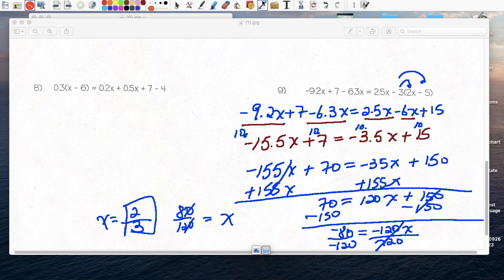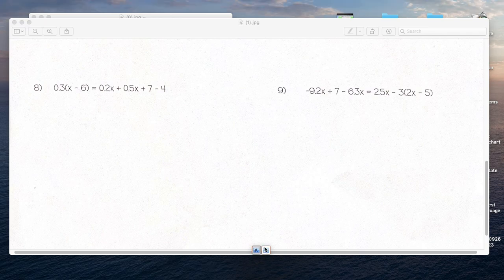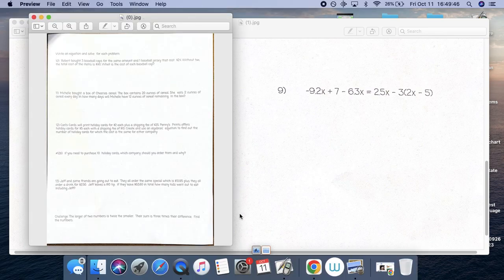That was the front page. Now we have something else, the back, right? I think it looks like this one. Yes. Right, okay.